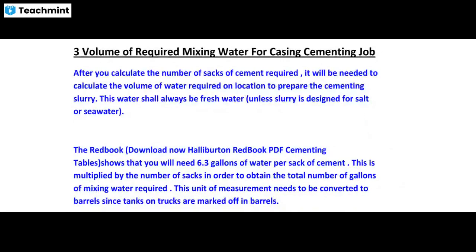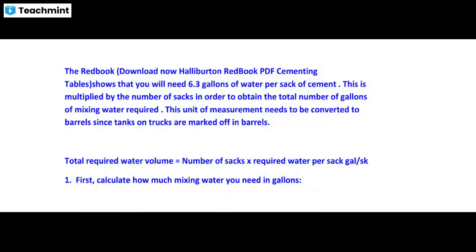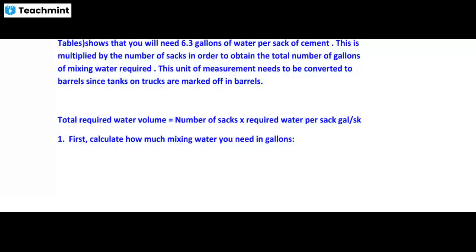Then number 3, volume of mixing water required for the casing cementing job. Once we calculate the number of sacks required, we have to calculate the volume of water required. This water should always be fresh water. You will get from your handbook data for cementing 6.3 gallons of water per sack of cement, multiplied by the total number of sacks, giving the gallons of mixing water required. Therefore, total required water volume equals number of sacks times required water per sack in gallons.